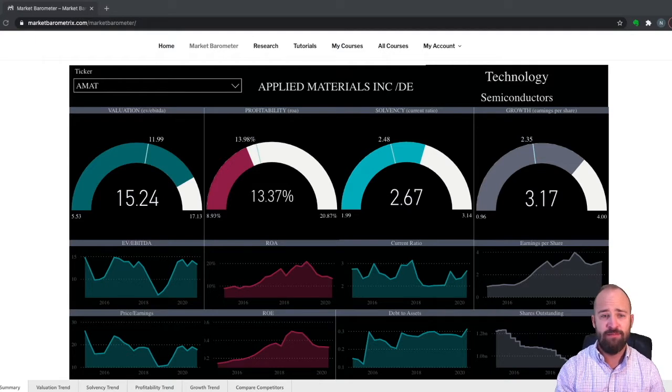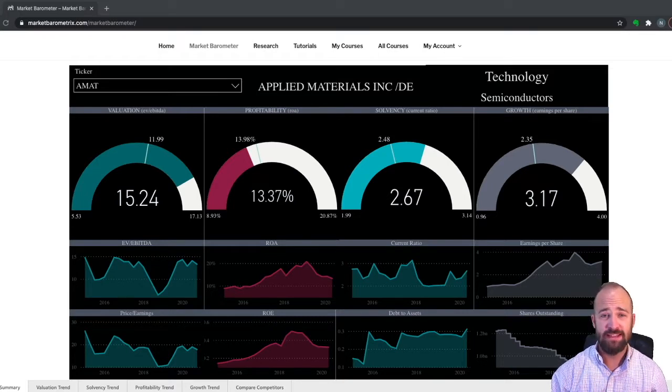So pretty simple, we have 4 columns here. Each column represents a different category of fundamental analysis. Again, those being valuation, profitability, solvency, and growth. And each of these columns is just going to give us a selection of a few of our favorite financial ratios from each category. So on the far left, you have the valuation column. Next to that in red is the profitability column. Right of that in the light blue is solvency. And on the far right in gray is the growth column.